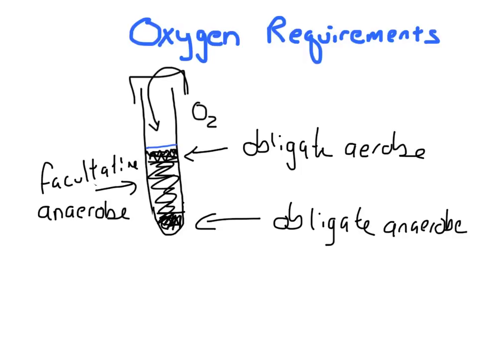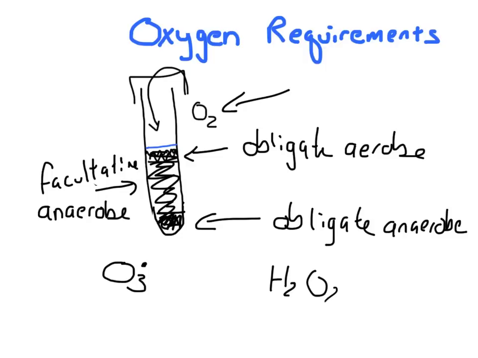Now, the main difference between these organisms is their ability to deal with different forms of oxygen. When we use oxygen in metabolism, we're going to generate things like O3 radicals. We're also going to generate hydrogen peroxide.